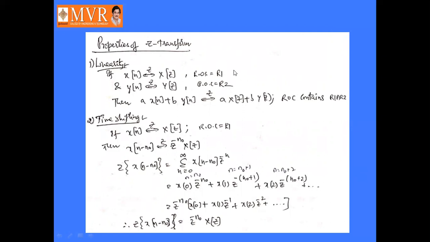Then coming to the time shifting property, like the Laplace transform time shifting property. Here also we have the time shifting property, that is, if the Z transform of x of n is equal to X of z.